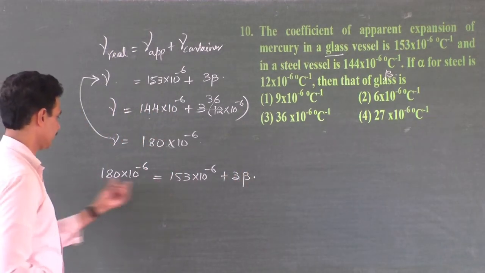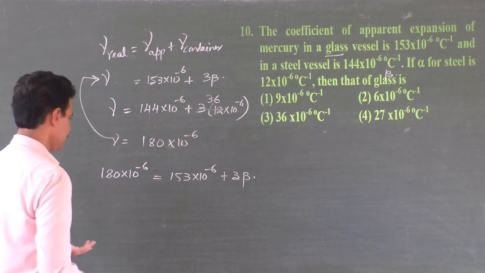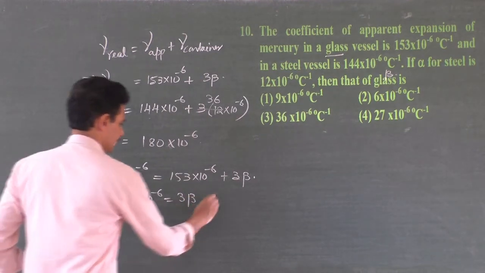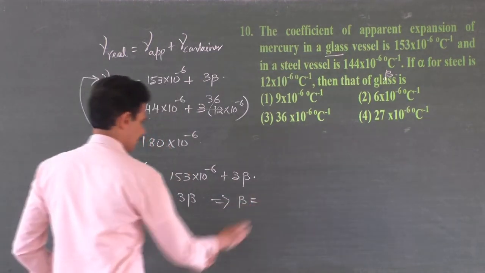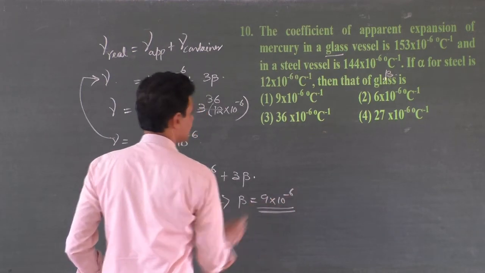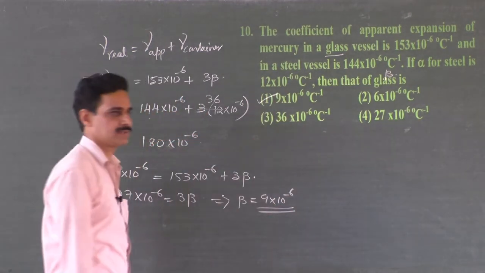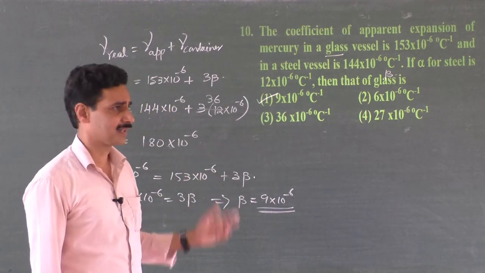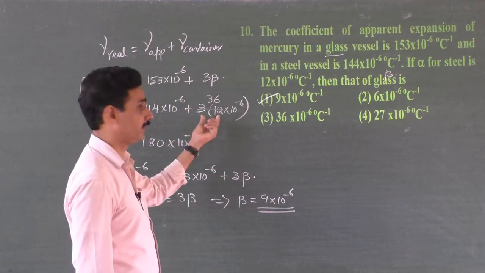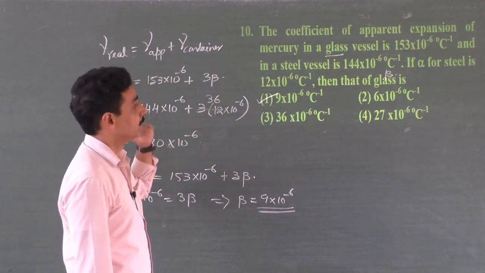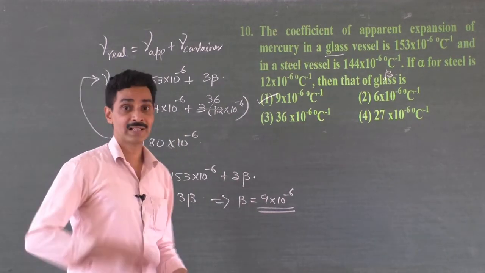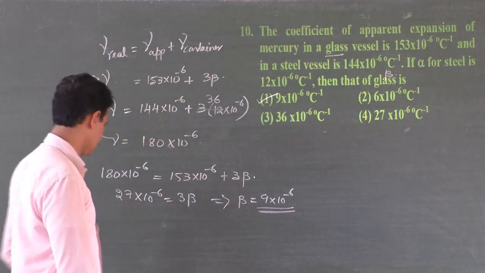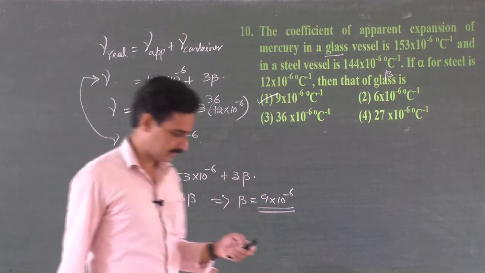Subtract this: 180 minus 153, 27 into 10 to the power minus 6 is equal to 3 beta. That implies beta is equal to 9 into 10 to the power minus 6 per degree Celsius. Here is the answer. That's how we have to do it. You should be very patient while solving this problem, because so many things are given and so many things have to be converted into different forms, 3 alpha, 3 beta, because alpha is given. You must know the clear difference between real expansion, apparent expansion and container expansion. Then only you can do it. Actually it's an easy problem, not very tough.